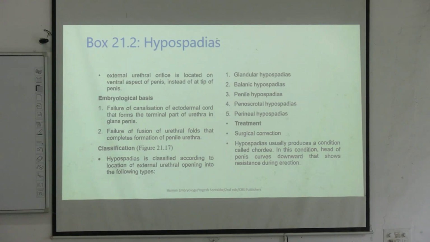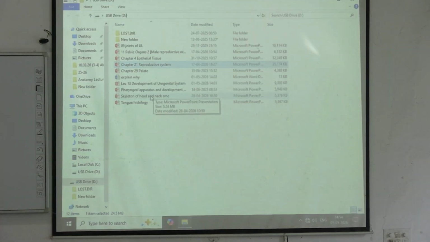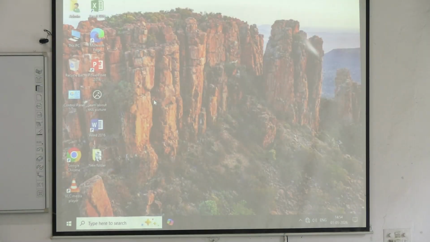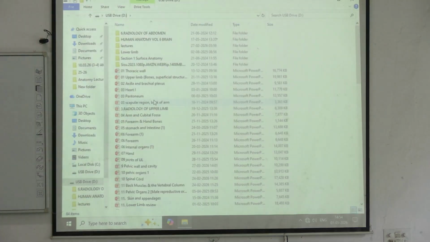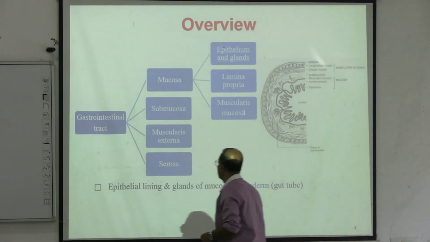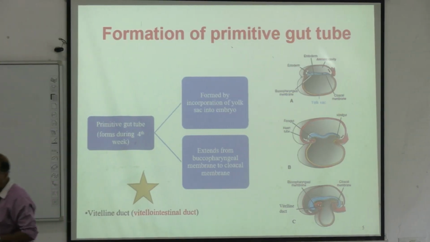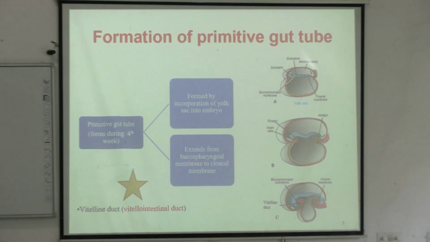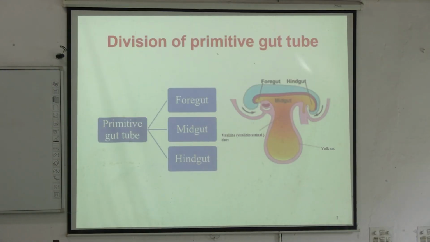Now coming to the last and final part of this developmental story, which is related to the GI system development. What you have to understand is that the GI system develops into a tube, and that primitive gut tube forms three segments. We call them the primitive foregut, primitive midgut and primitive hindgut.